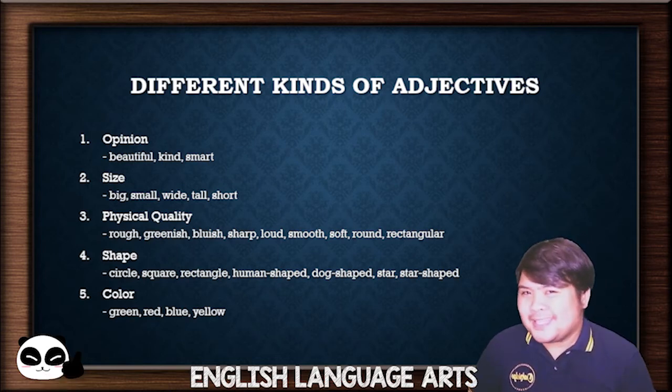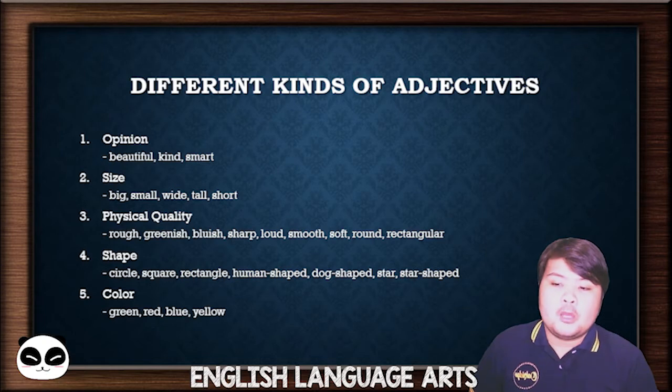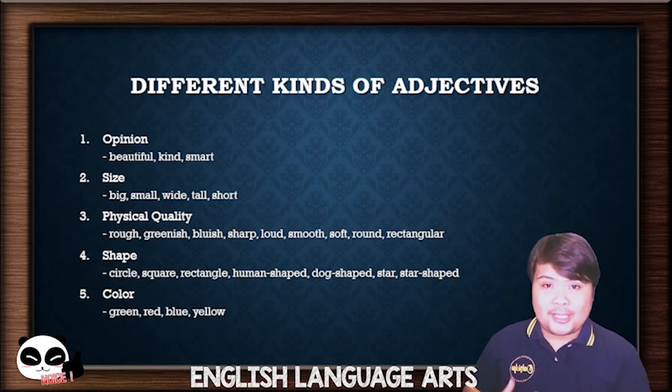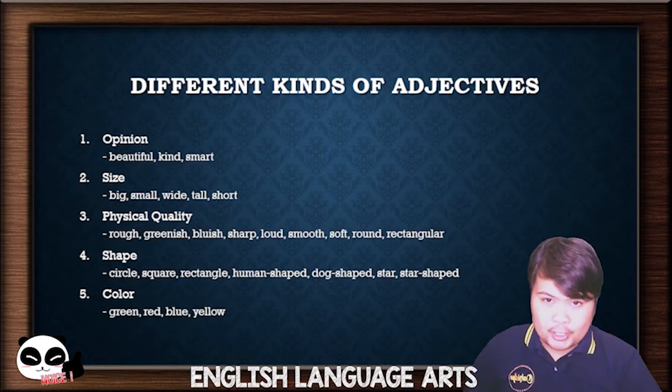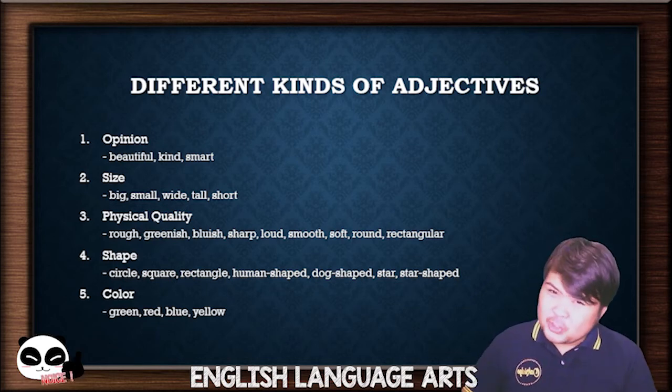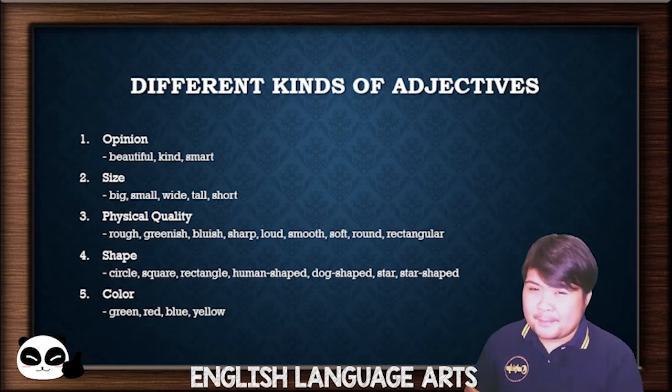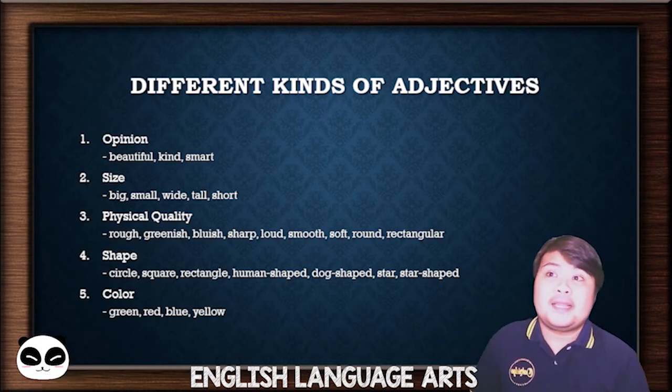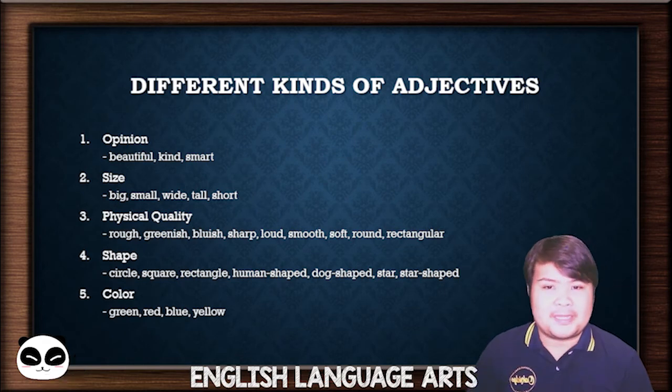Now, physical quality can be a little bit tricky. When you say physical quality, these are the different things that you use your five senses on. Take note, use your five senses on. Now, why is it tricky? Because sometimes some of them are a little bit like something else. But let's go through them one at a time, shall we?